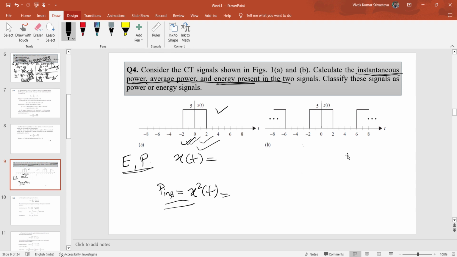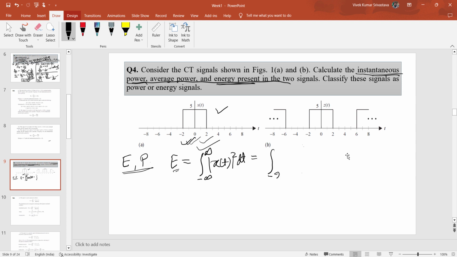Yeah, so for determining the power, or say the energy, contained in this signal, we will use this expression: energy is defined as the integral from minus infinity to infinity of x of t squared dt. We will use this expression so as to determine the energy contained in this signal.